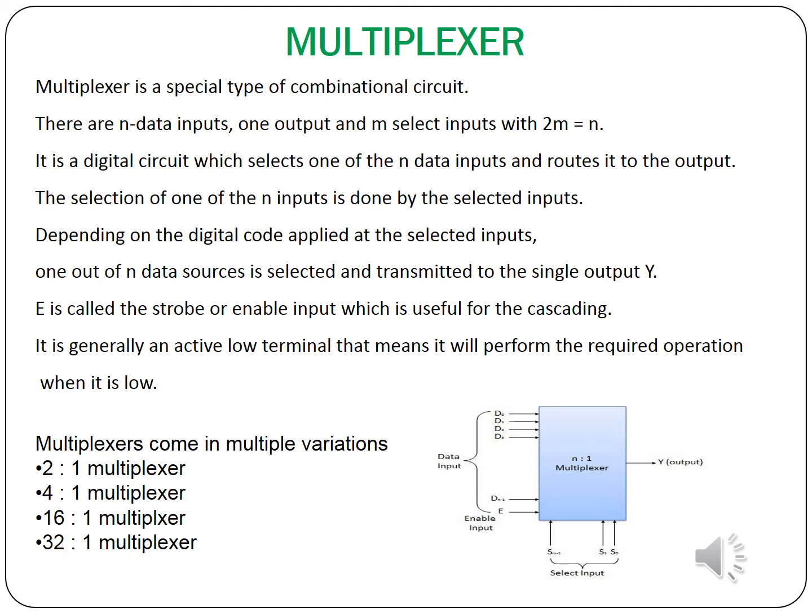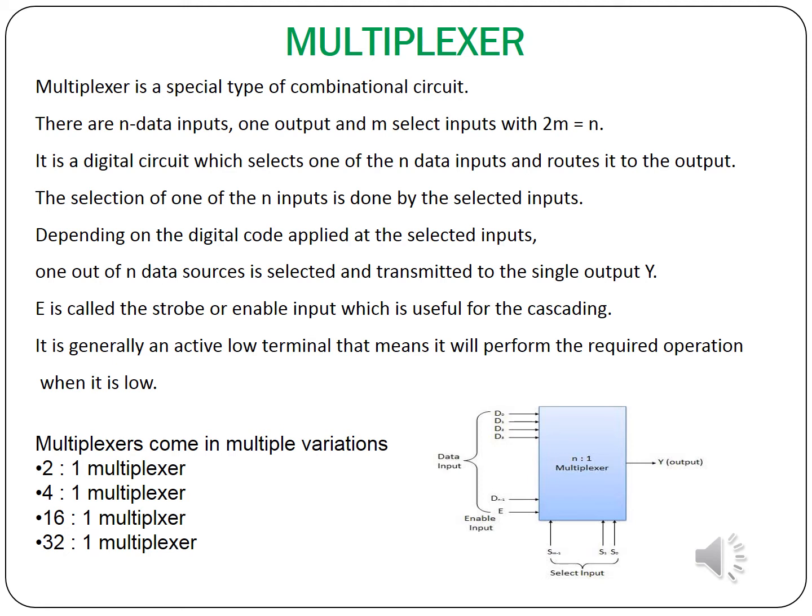Multiplexers are most commonly used in digital circuits for routing a digital input. It is a digital circuit which selects one of the n data inputs and routes it to the output. The selection of one bit of the n inputs is done by the select inputs, depending on the digital code applied at the select inputs. So one out of n data sources is selected and transmitted to the output Y.